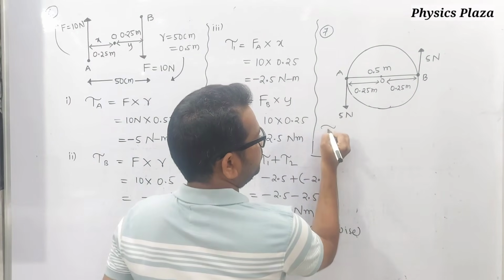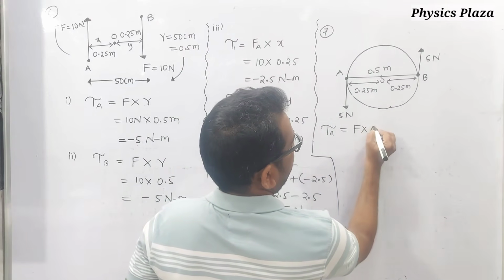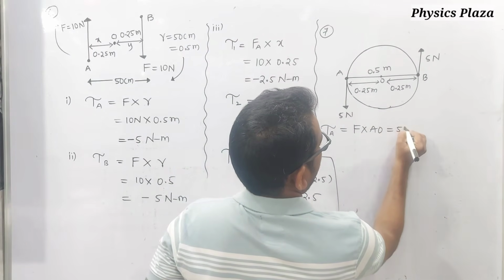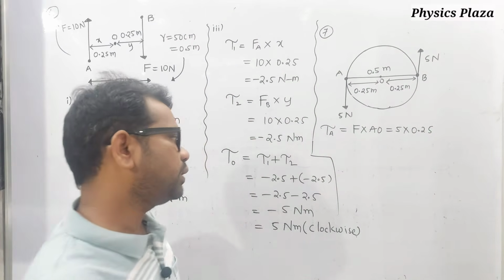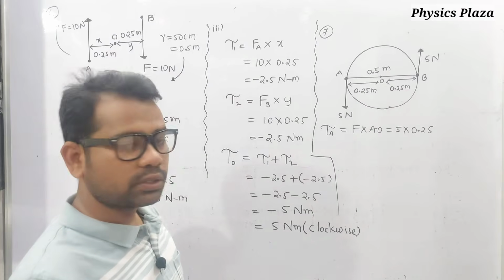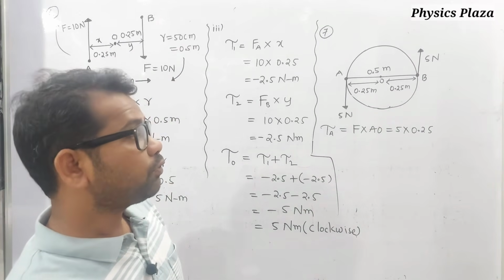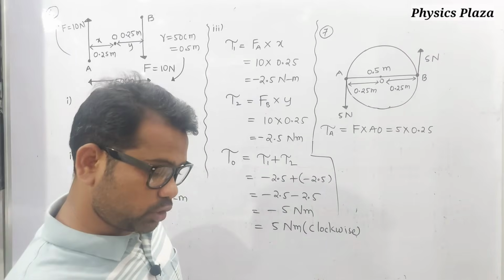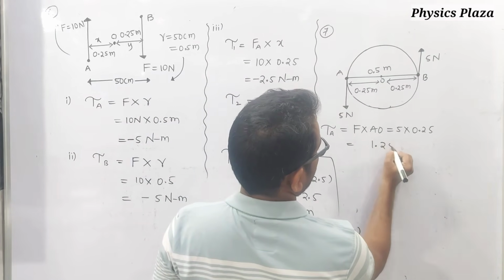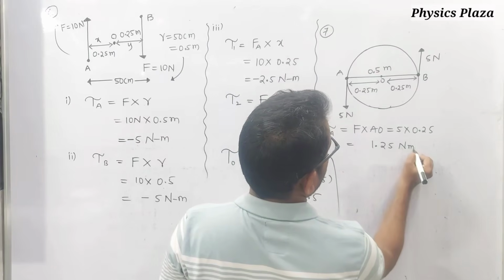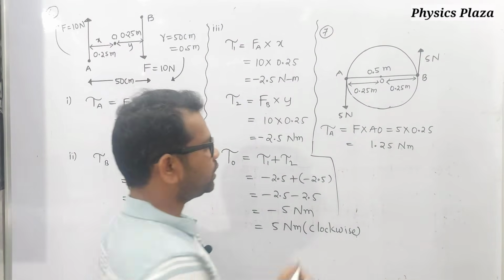So here moment of force due to point A is going to be force into AO. So this is going to be 5 into 0.25. So 5 into 0.25, how much it will be? Come on, 0.125. Check once. Or 1.25. It's 1.25. So this is going to be 1.25 Newton meter. So children, it's anti-clockwise, it is positive only. No need to mention plus. Okay, fine.